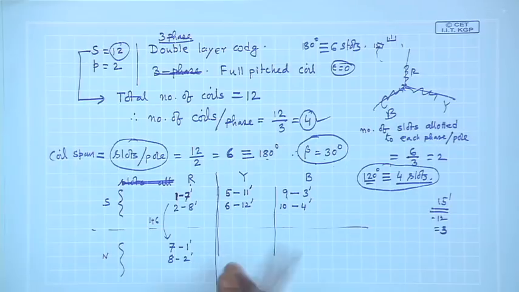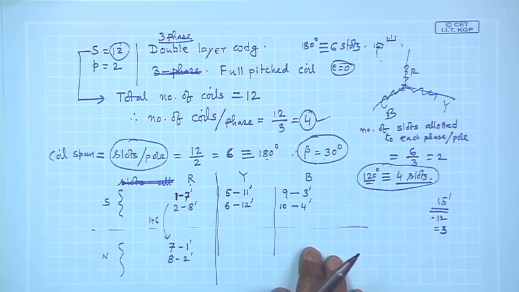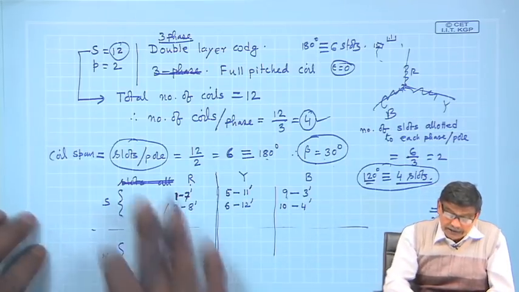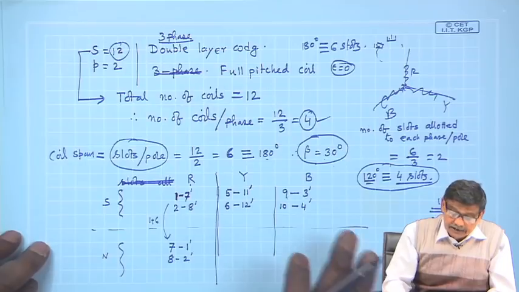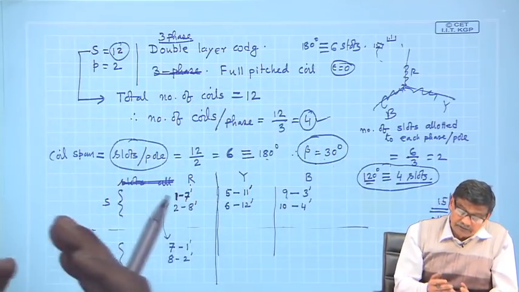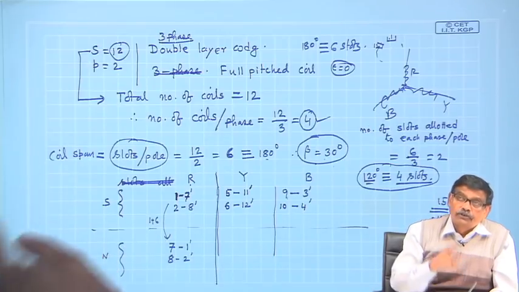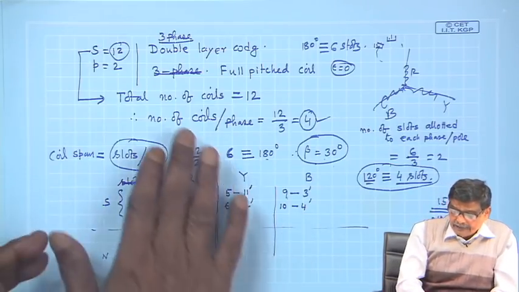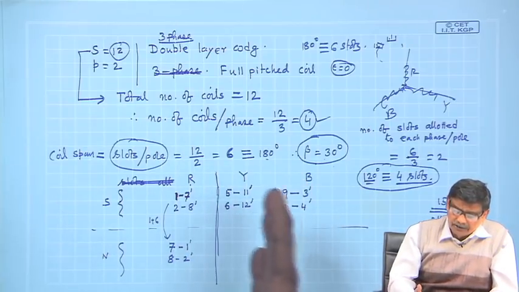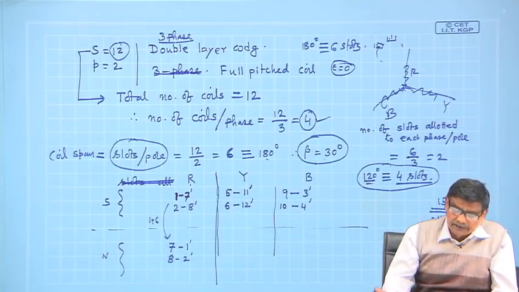Please try to complete this Y and B phase by this logic, and we will continue with this in our next class. Thank you, but these ideas must be very clear. Double layer winding, what it is: total slots, if it is double layer, the number of total slots is the number of coils, and these calculations do not require any winding to be led. Okay, 12 coils will be there, as simple as that.